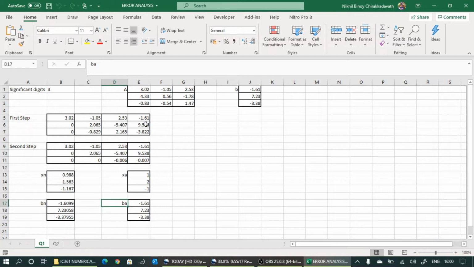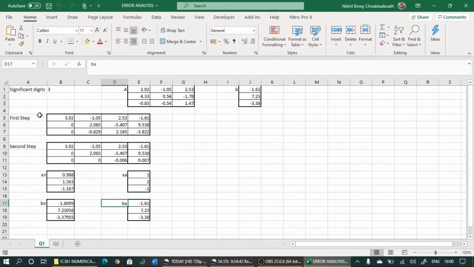Okay. So this is the system matrix, that is the A matrix, a 3 by 3 matrix: 3.02 x1 minus 1.05 x2 plus 2.53 x3 equals minus 1.61; 4.33 x1 plus 0.56 x2 minus 1.78 x3 equals 7.23; minus 0.83 x1 minus 0.5 x2 plus 1.47 x3 equals minus 3.38.